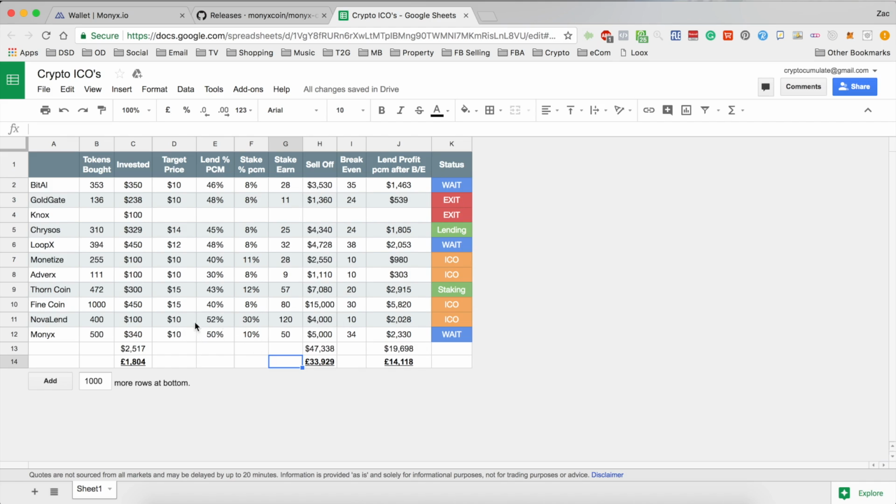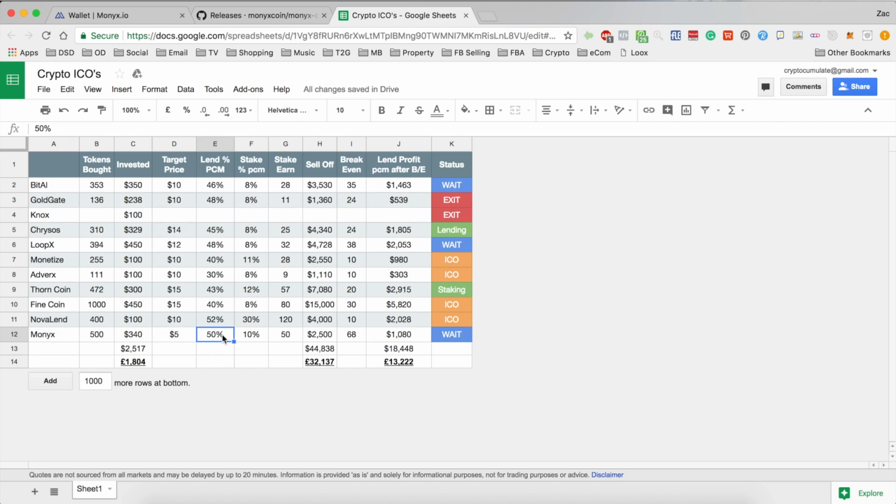Anyway, going back down to Monyx, I'm going to change the target price down to a more conservative $5, given what's happened, just so I can see what I could make in a less optimistic environment.